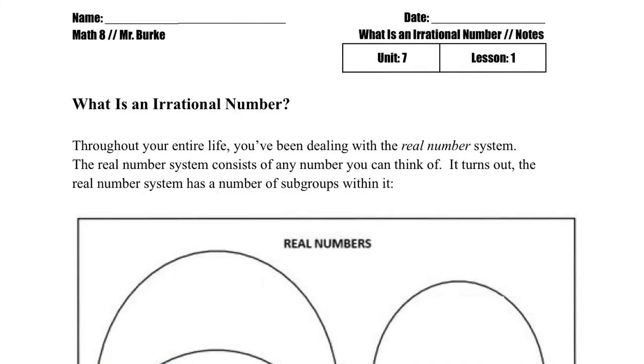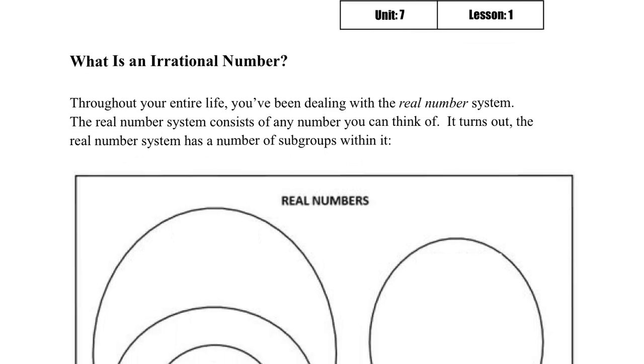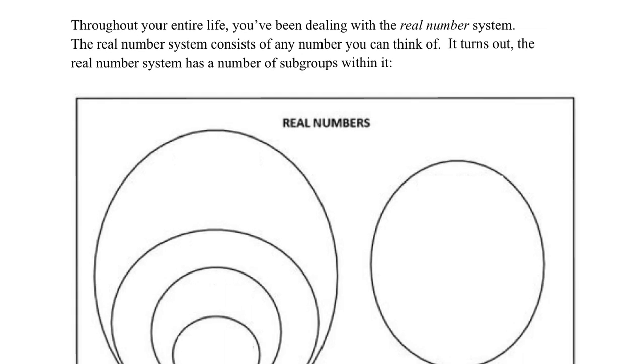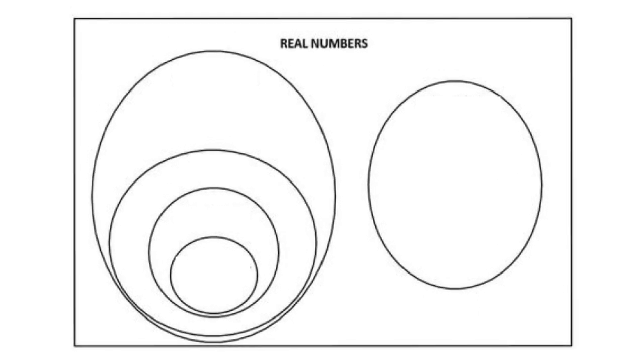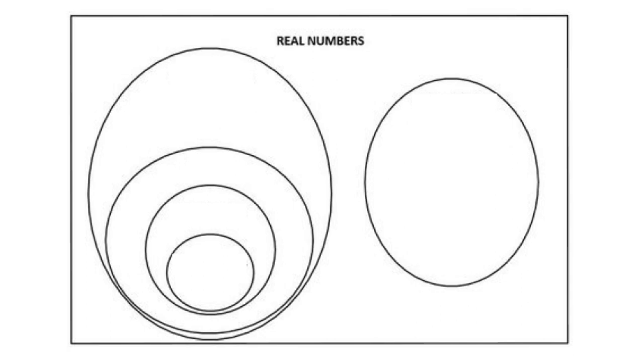All right, so in this final unit of Math 8, we are going to be talking about irrational numbers. And in order to talk about irrational numbers, we have to talk about all the other types of numbers first, at least in the beginning, so that you can understand the difference between these things. So all the numbers that you can think of, they're all real numbers.